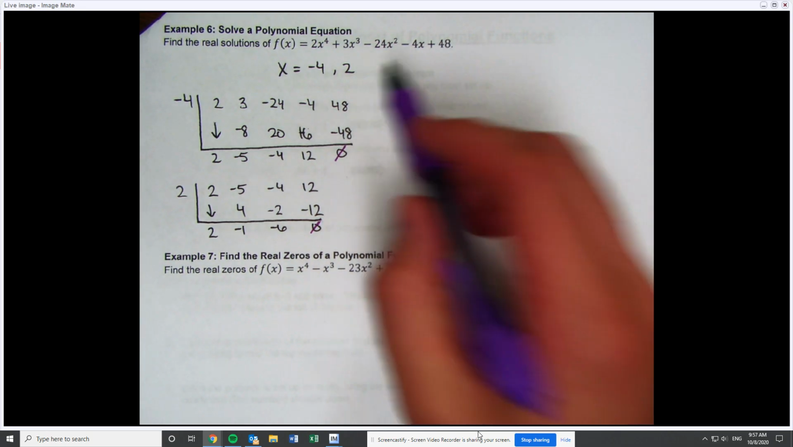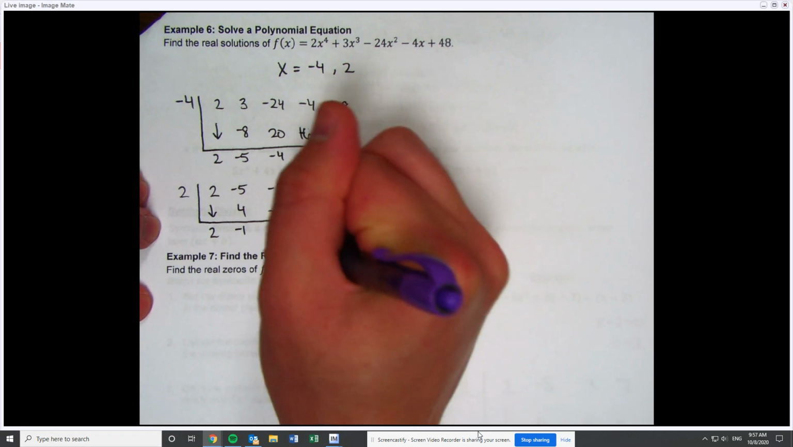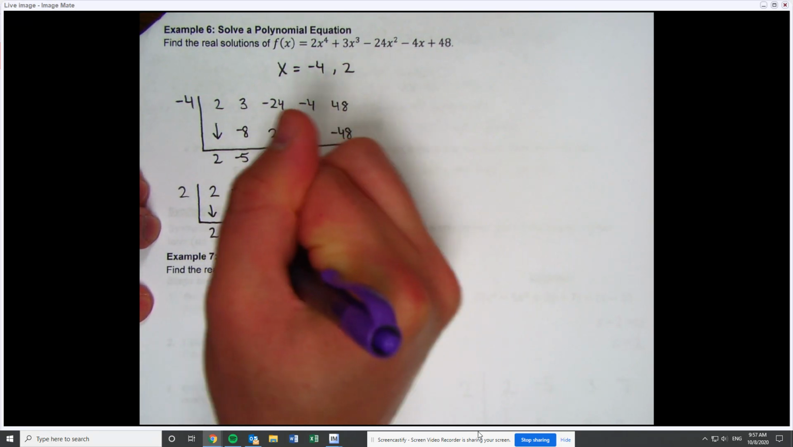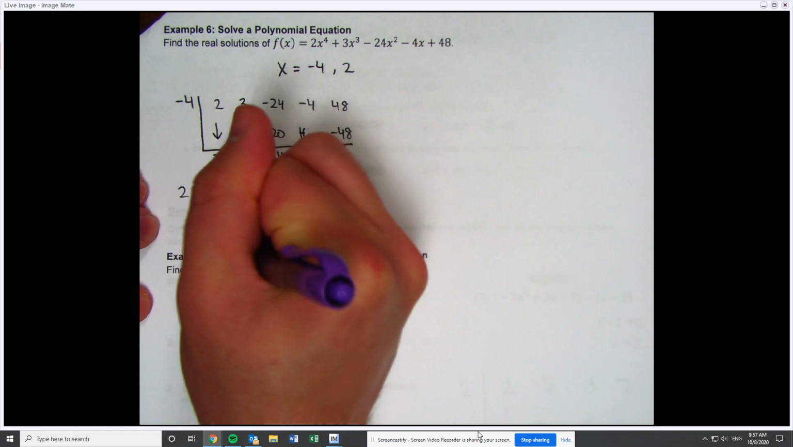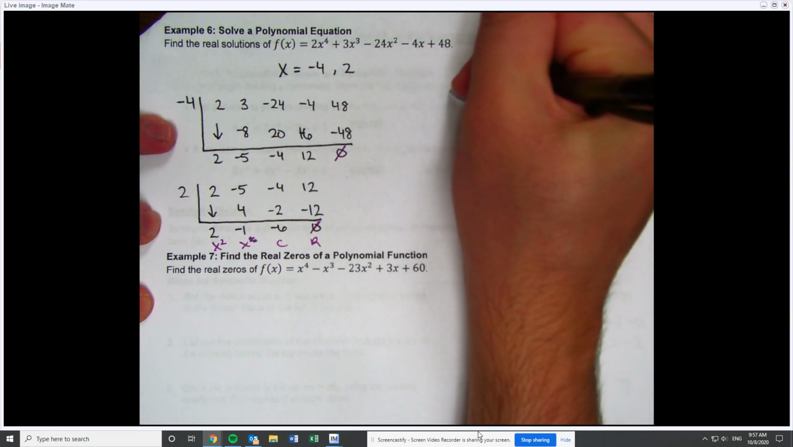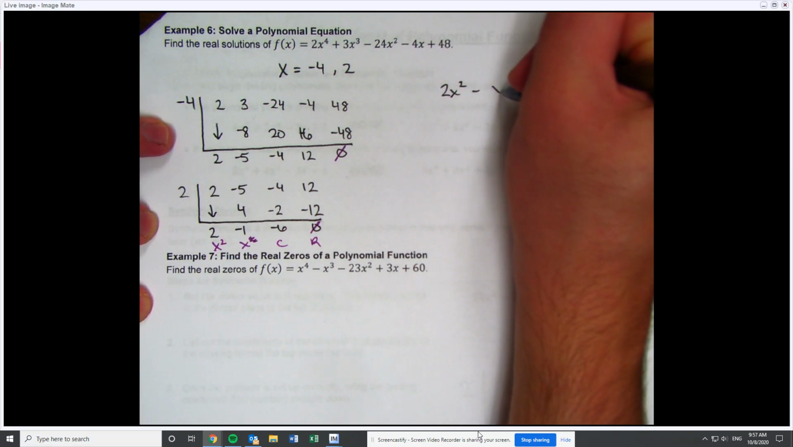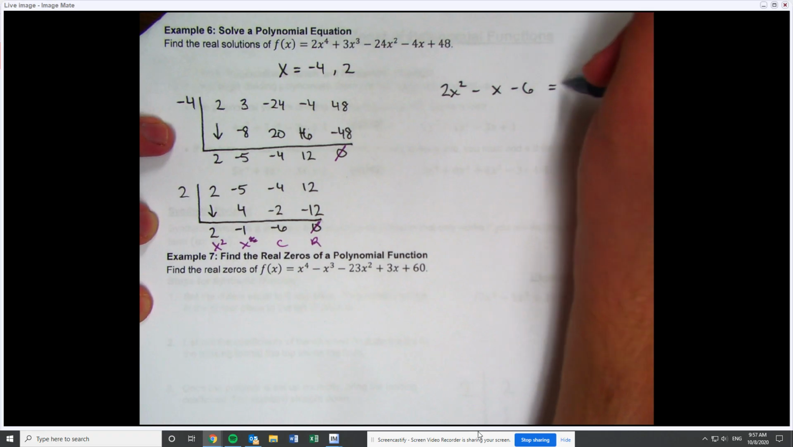Now, I've run out of x's to use. So at this point, I'll label. That's r, c, x, x, x squared. So now what's left over for me to solve is this. 2x squared minus x minus 6 equals 0.